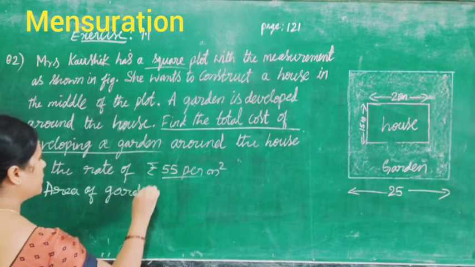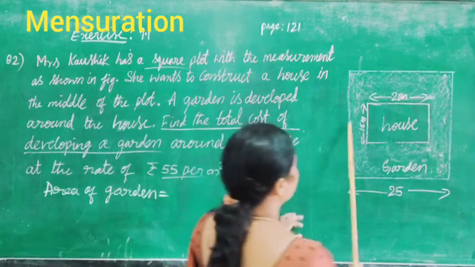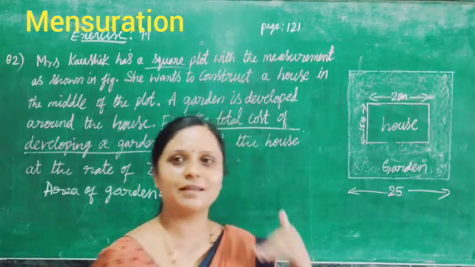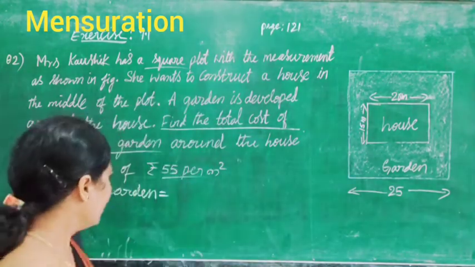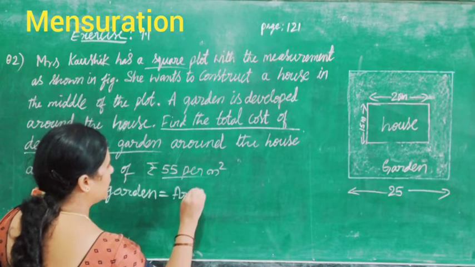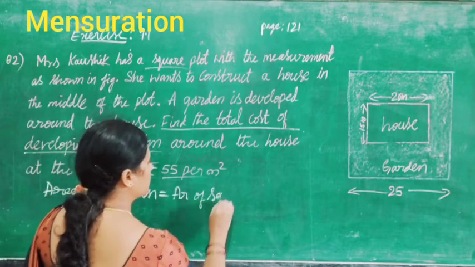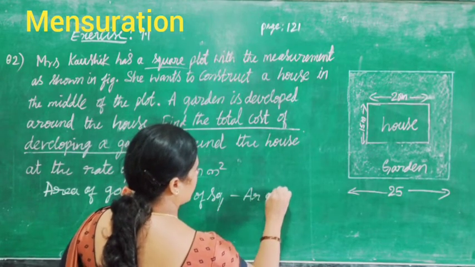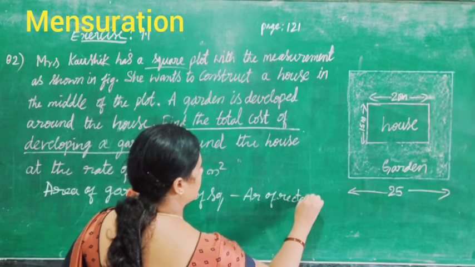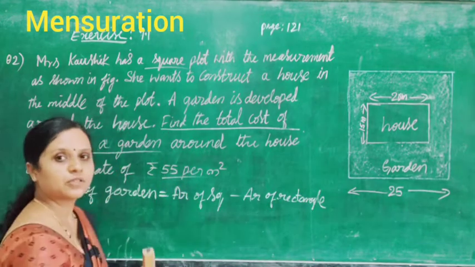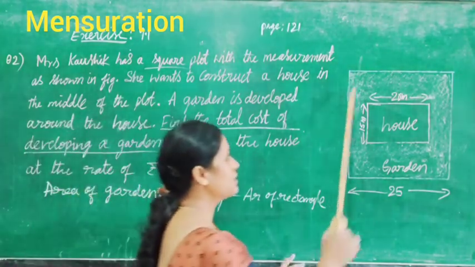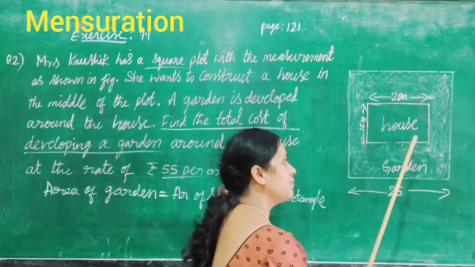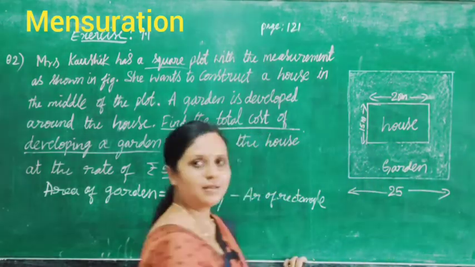Okay, so to get the area of the garden, we have to subtract the area of the rectangle from the area of the square. So we can subtract the area of the rectangle from the area of the square. This is a square, this is a rectangle. You subtract this rectangle from this square, we get the garden area.